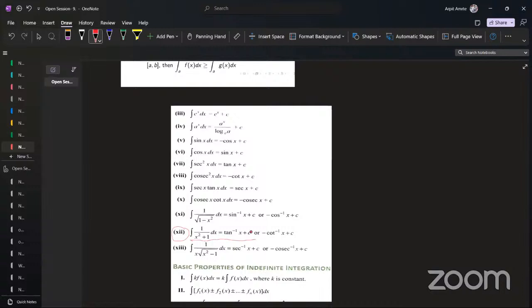This one: tan inverse x plus c, or minus cot inverse x plus c. So we will use this tan inverse x plus c only.